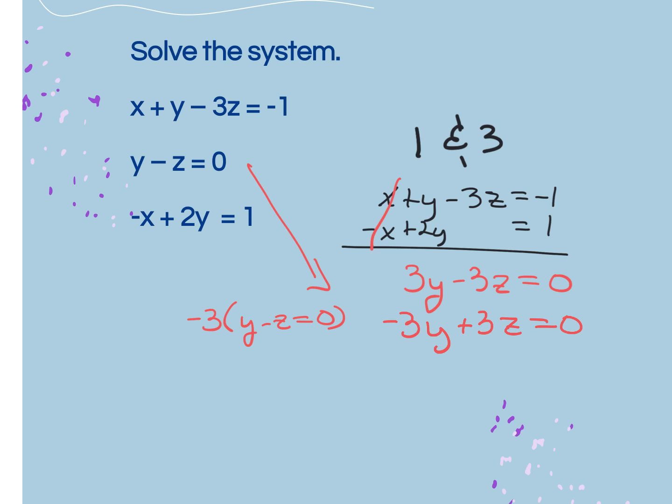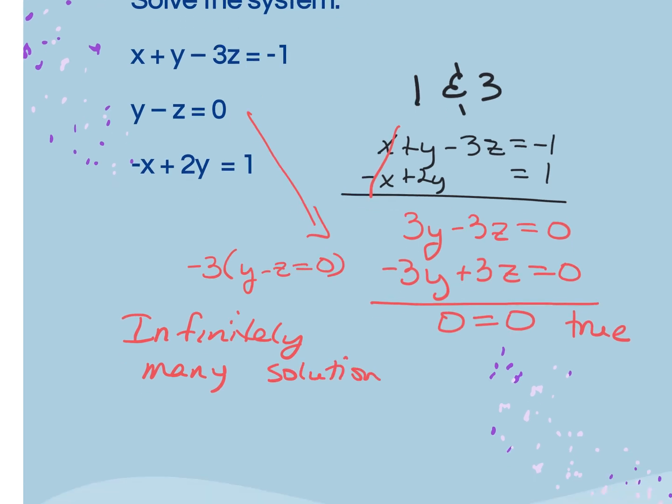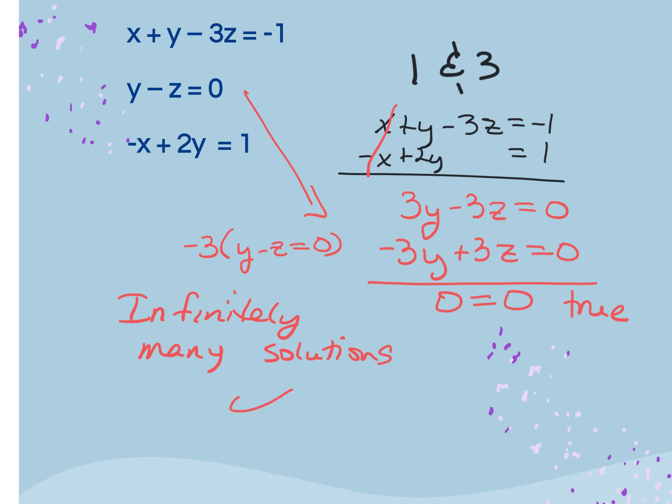And once I distribute this, notice when I add them together, I get 0 equals 0, which is a true statement. So when everything cancels out, this is going to be infinitely many solutions, because it doesn't matter what you plug in, it's always going to give you a true statement.